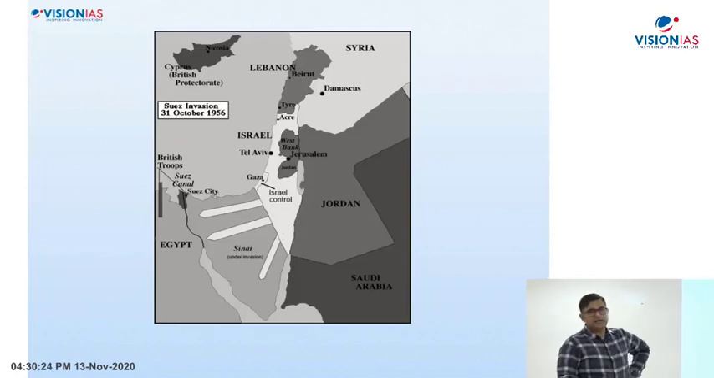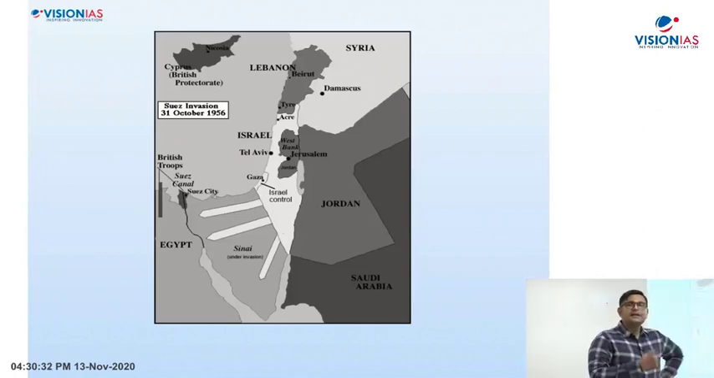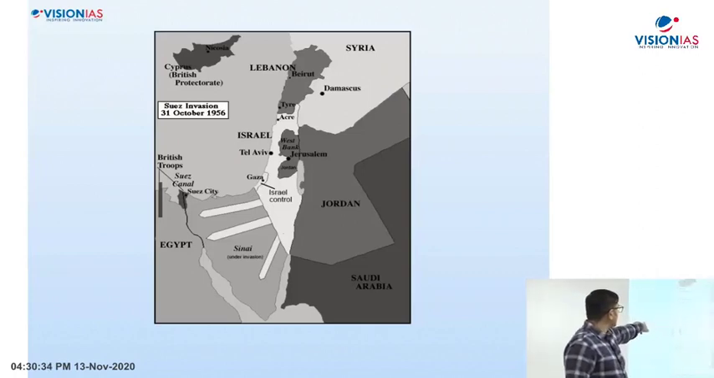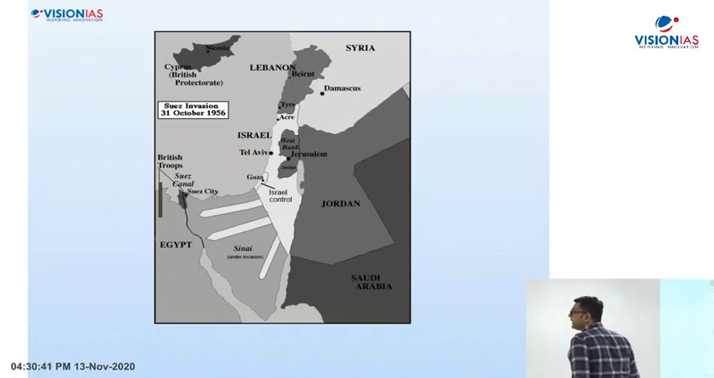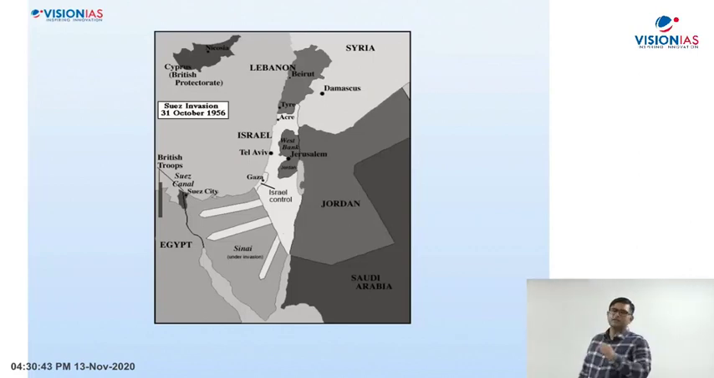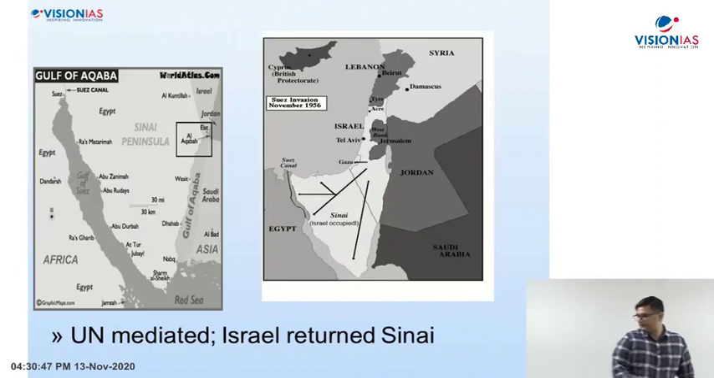The British troops are unable to retain the control of the Suez Canal, and it is captured by the Egyptians. But when you look at Israel, then Israel is the winner, because they capture Gaza plus they capture Sinai Peninsula. So therefore, who are the winners? Israel is a winner and Egypt is a winner. What is the result? The result of this war is this. Look at the map.